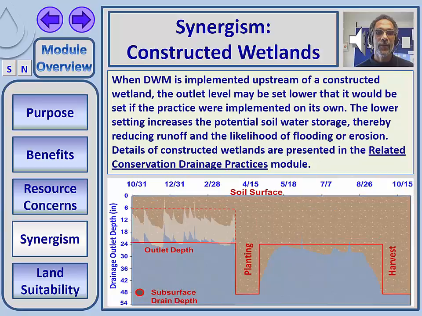When drainage water management is implemented upstream of a constructed wetland, the outlet level may be set lower than it would be set if the practice were implemented on its own. The lower setting increases the potential soil water storage, thereby reducing runoff and the likelihood of flooding or erosion. Details of constructed wetlands are presented in the Related Conservation Drainage Practices module.